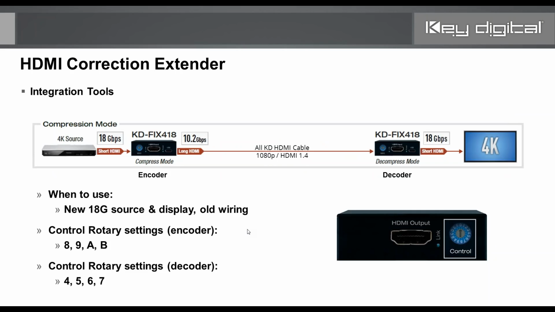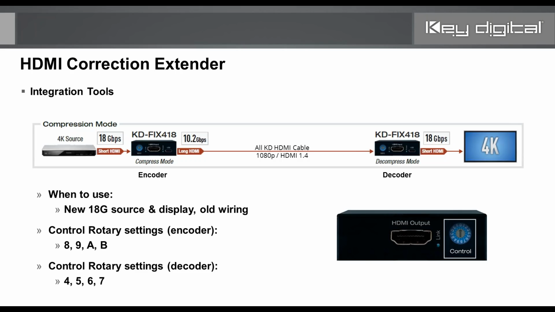Another mode of the Fix 418 is compression mode. Now these units are sold individually, just one at a time, but you can use two units together in order to accept an 18G incoming signal, compress it so that it is then output at 10.2 gigabits per second. Now this is not the conversion mode.